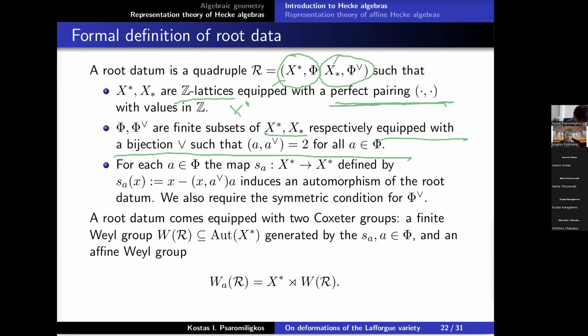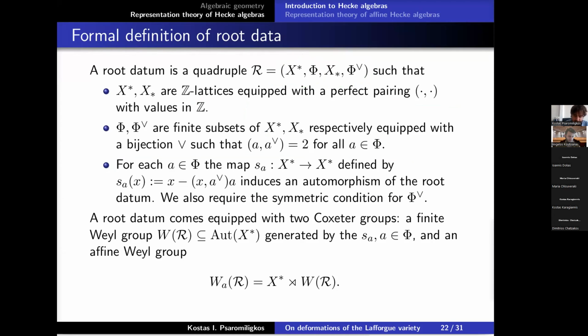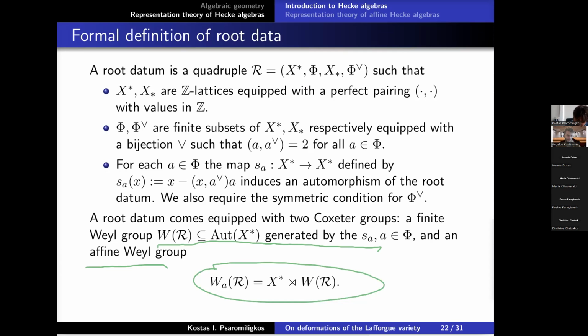It has to preserve the root datum. These reflections that we get from simple roots should preserve the root datum. Now, if you have this complicated quadruple of things, you have two naturally defined Coxeter groups. The finite Weyl group, which is just a group generated by the s_alpha, and an affine Weyl group, which is the same thing, where you just get a semi-direct product with this X star.